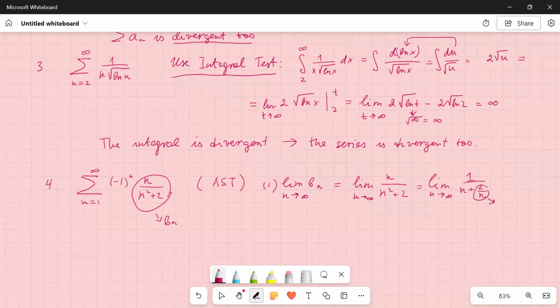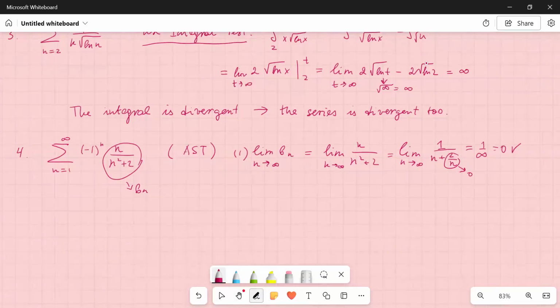Yeah, this one will go to 0, right? But 0 plus infinity is going to give me infinity, and 1 over infinity is going to give me 0. So the term goes to 0. Checks. The second one is going to be a little bit more complicated. We'll need to check if the terms are decreasing, right? So b(n+1) is less than or equal to bn.